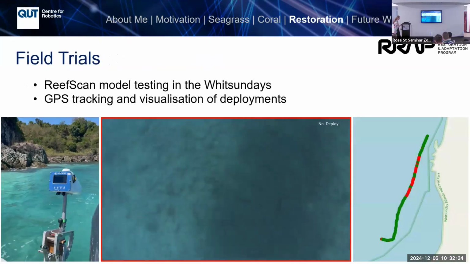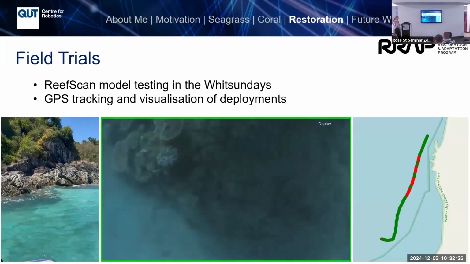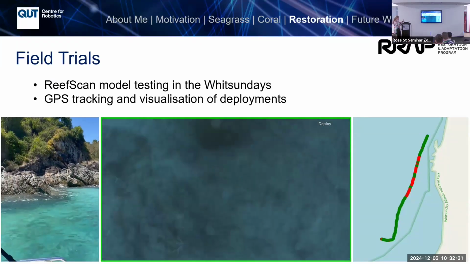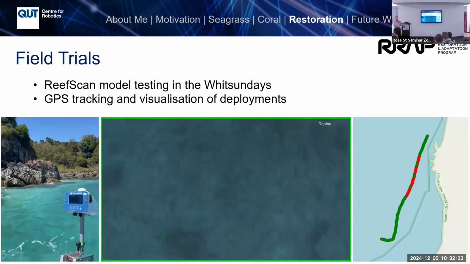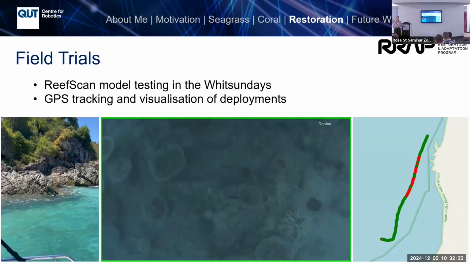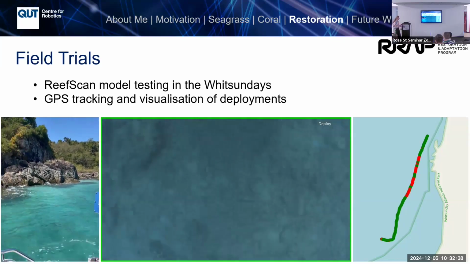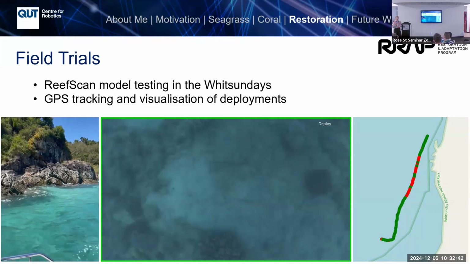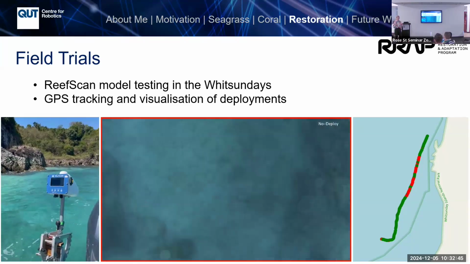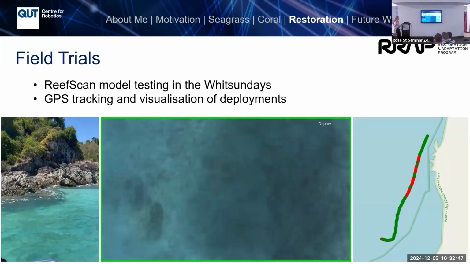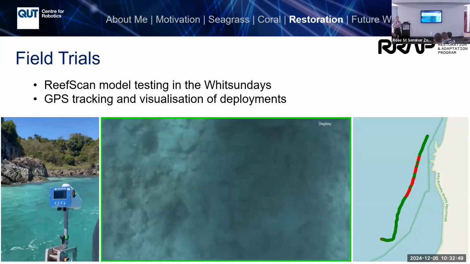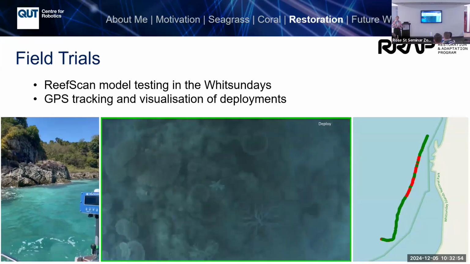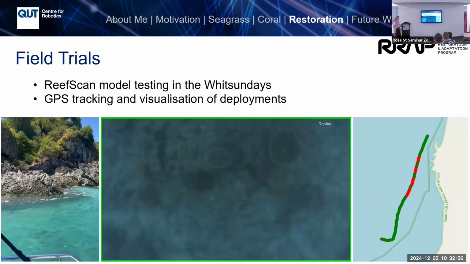So our first field trials of this work we did in September in the Whitsundays. So here we're just doing frame level deployment based on the percentage of patches that are deemed suitable or not suitable. And that's a tunable threshold that we're still working out based on how certain the ecologists want to be about that deployment. And then we can track where we're deploying those corals using GPS so that the next year they can go back and monitor those same devices and check how they're faring.